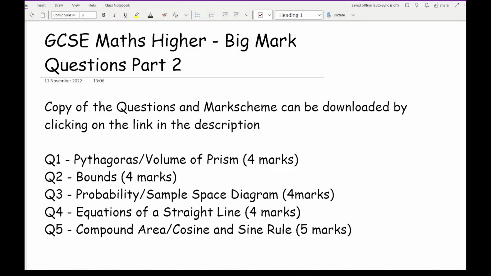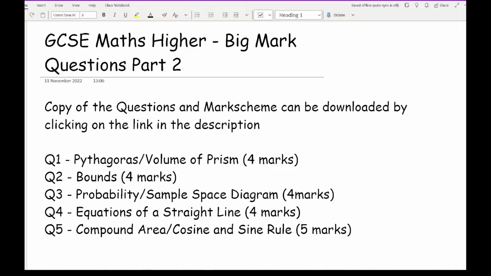I'll also include the mark scheme, as with many of these big mark questions, there are many ways in which you can approach a particular question and still come out with the same answer. So even though your method might be different from the one I'm about to go through, you still may get marks as long as you've got the same answer.